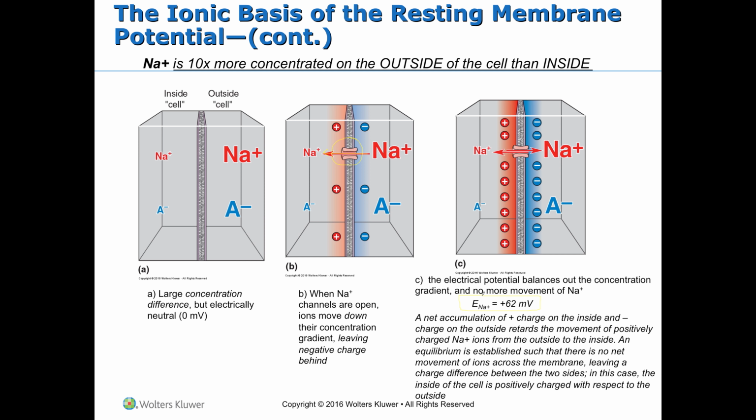And here we go with the same reasoning, that a net accumulation of positive charges on the inside and negative charge on the outside are going to retard the movement of the positively charged sodium ions from the outside to the inside. There's going to be an equilibrium that is going to be established, so there's no more net movement of ions across that membrane, thus resulting in a charge difference between the two sides. In the case of sodium, the inside of the cell is positively charged with respect to the outside.